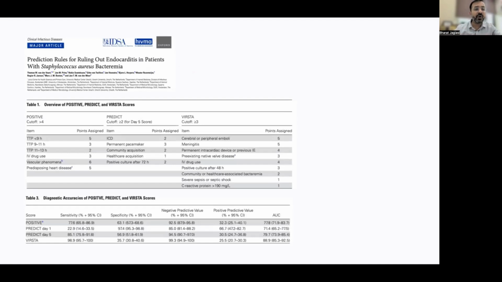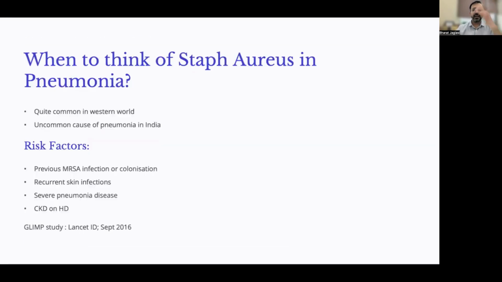So if we do a TTP, then we have the prediction rules for ruling out endocarditis in patients with Staph aureus bacteremia. So, very overview of the positive and predictive, and the VISTA score is what we follow. And when do we think of Staph aureus and pneumonia? Staph aureus pneumonia is quite common in the Western world, and it's an uncommon cause of pneumonia in India. We don't see it very often.